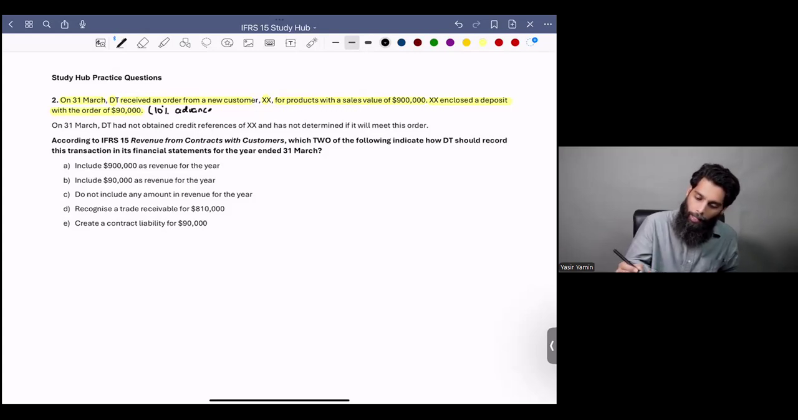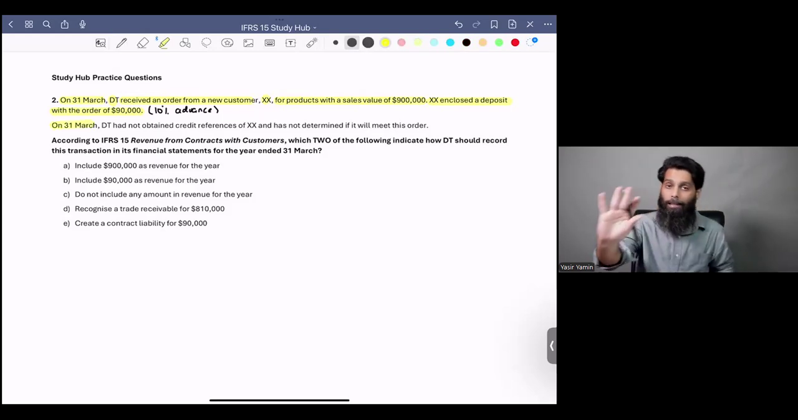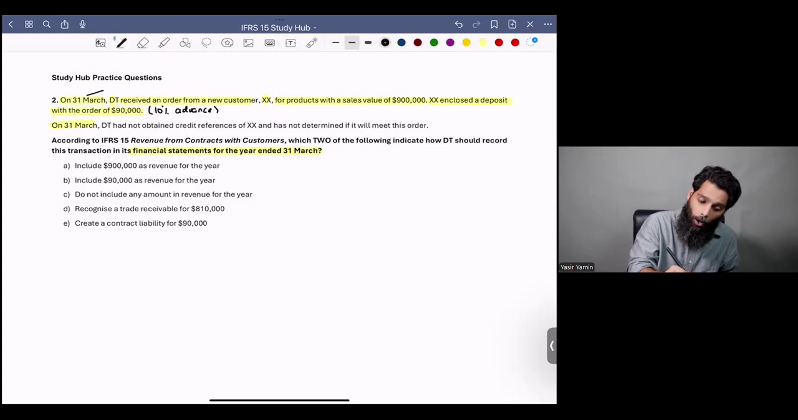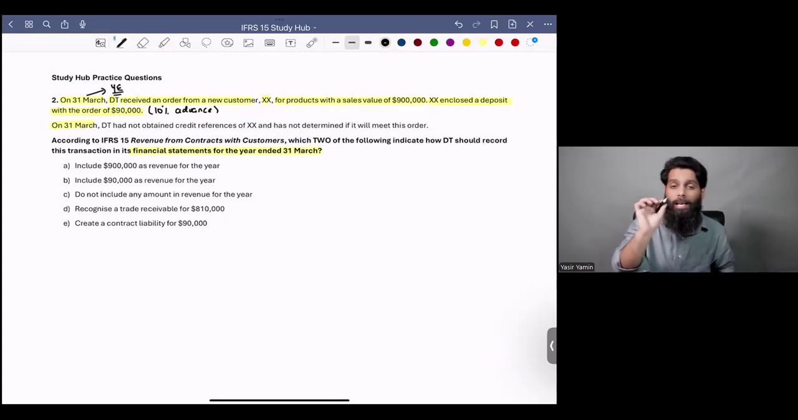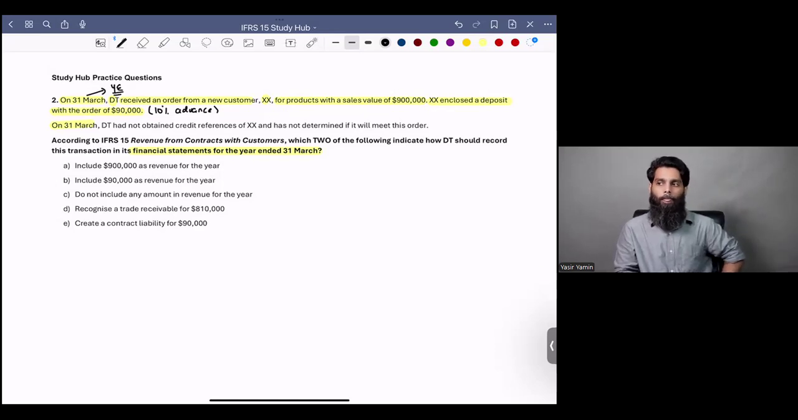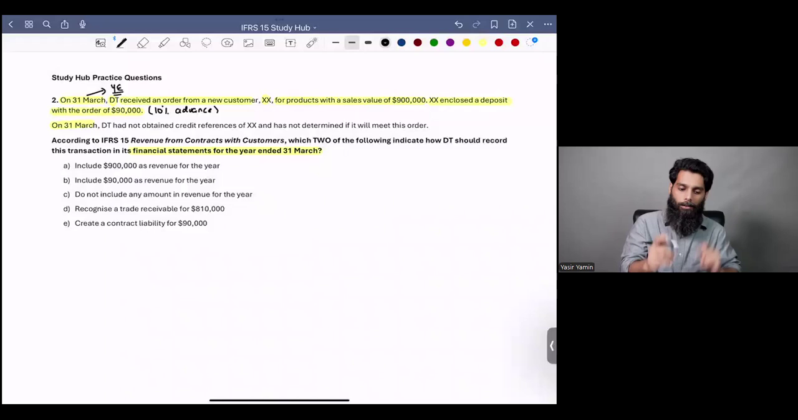And the examiner says on 31st March, by the way, please guys, listen to me. If you look at the requirement of the question, the examiner says the financial statements for the year ended 31st March. That means you have made the contract on year end. You have made a contract with your customer on the last date of the accounting year. Make sense? And you have received a 10% advance. This is a nutshell story.